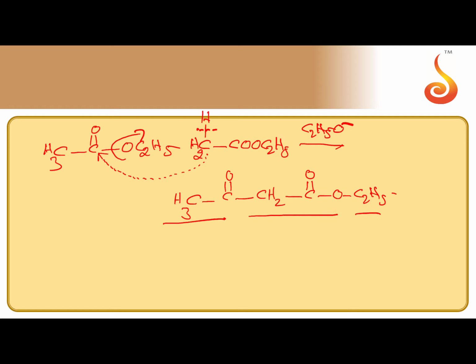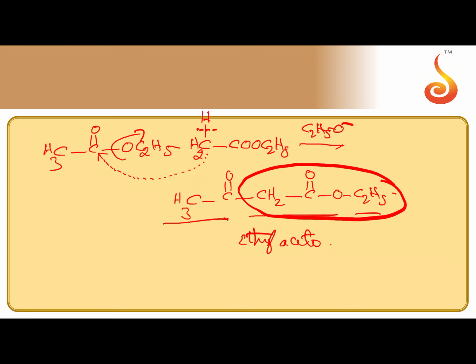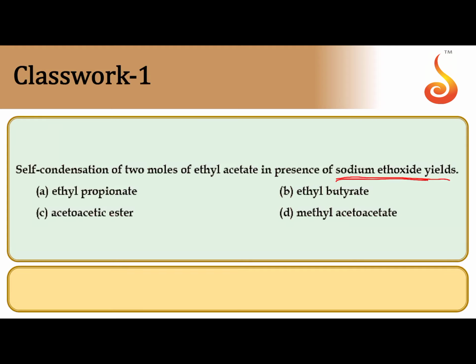This is acetic ester. The aceto group is the substituent. The parent compound is ester. This is ethyl acetoacetate. It is also called acetoacetic ester, or it comes under the category aceto, CH3CO, acetic ester. So the correct answer is acetoacetic ester. Option C is correct.